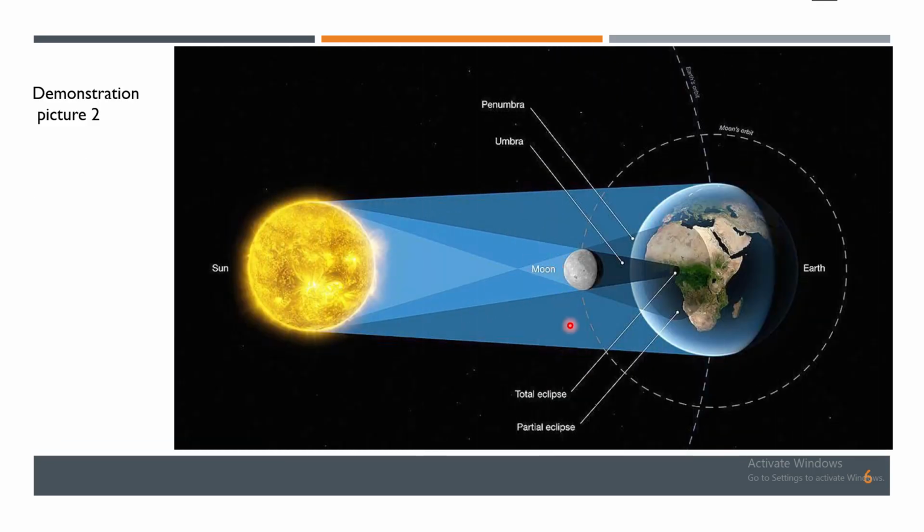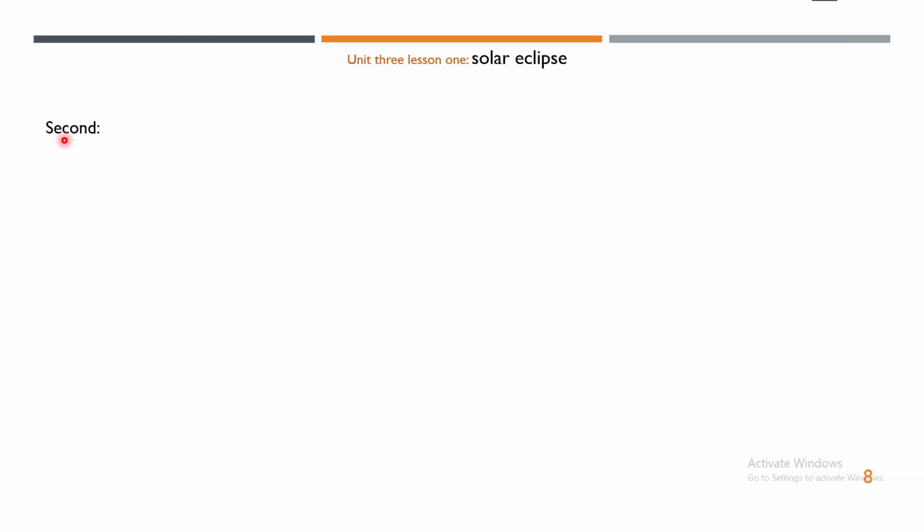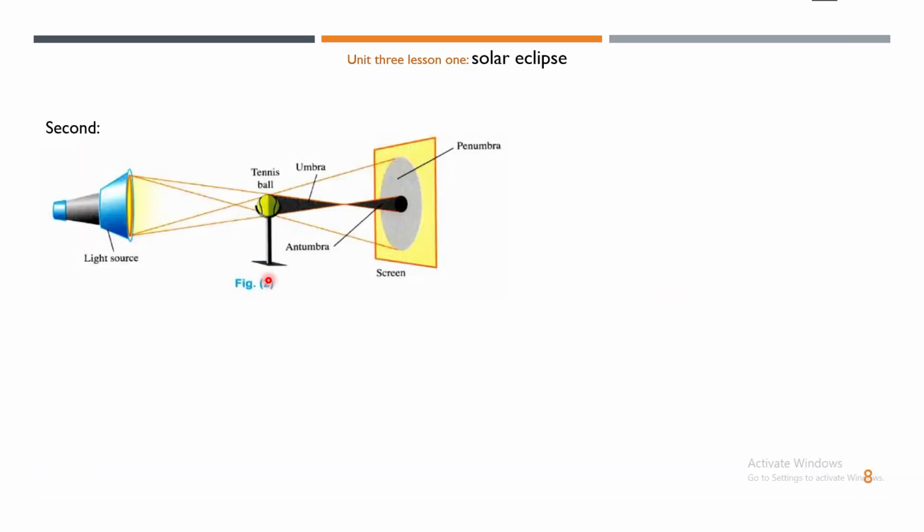Another demonstration, as we see here: the umbra is this part and the penumbra is the part outside of the umbra, I mean the semi-shaded area. Observe how small the part taken from the earth by the umbra is, and how large the other part is, the penumbra, that covers the earth. And of course this is the total eclipse and this is the partial eclipse. Now the second part of the activity: we will move the tennis ball away from the screen.